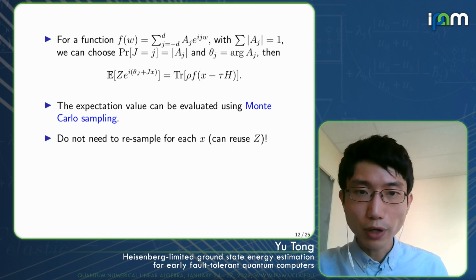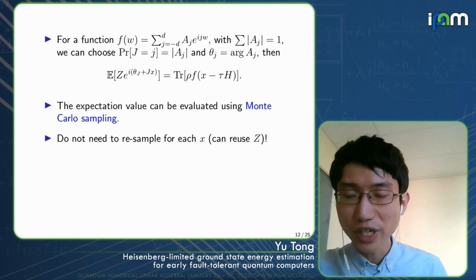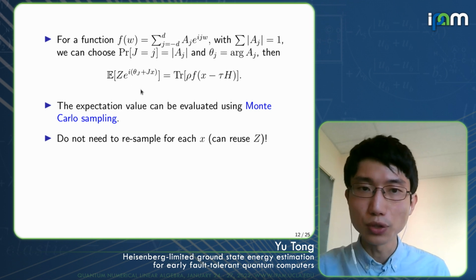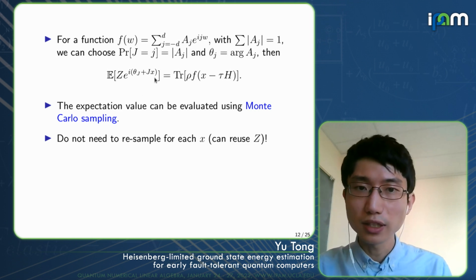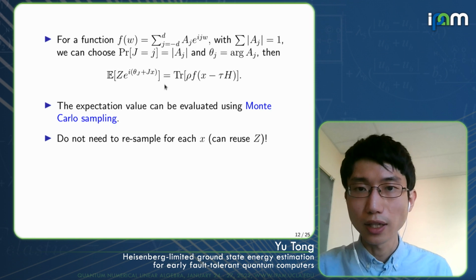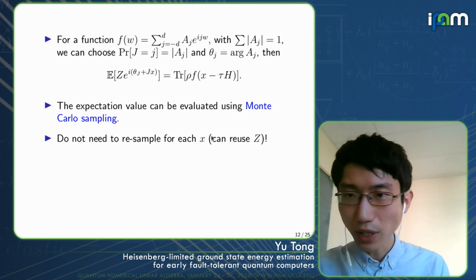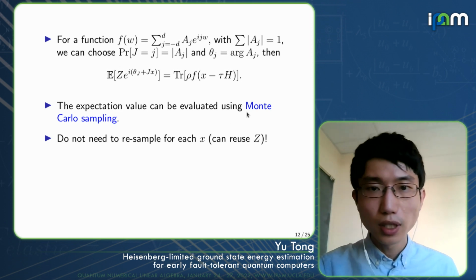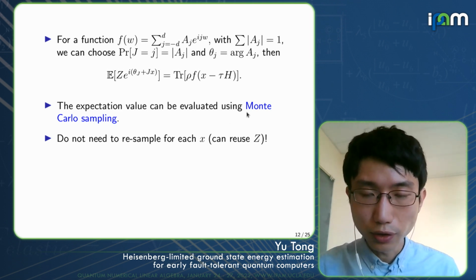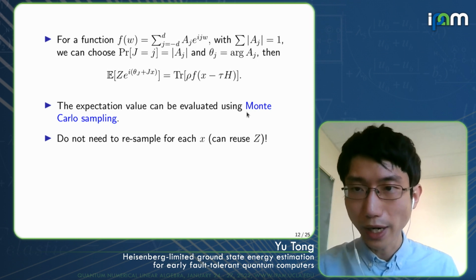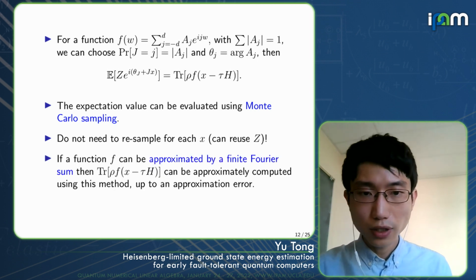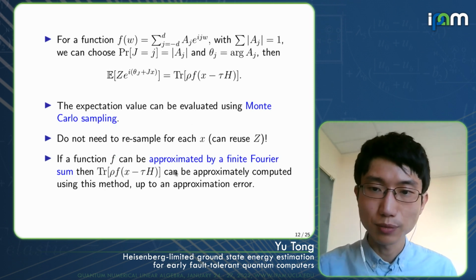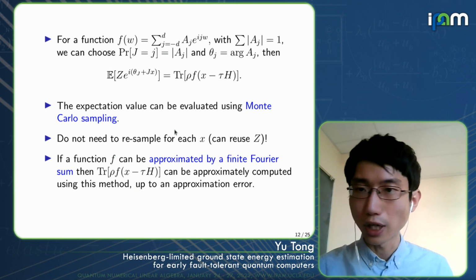Also, a very important feature is that we do not need to resample for each x. So we just generate a bunch of z samples, and they can be combined linearly for different values of x. And so with a finite number of samples, we will actually have a curve rather than a single data point. So this whole thing will be just a continuous function of x. And if a function f can be approximated by a finite Fourier sum, then this quantity can be approximately computed using this method up to an approximation error.